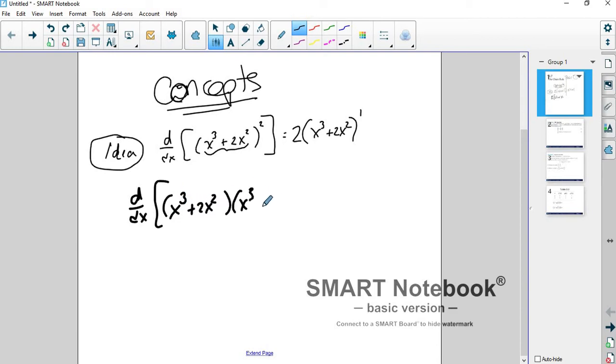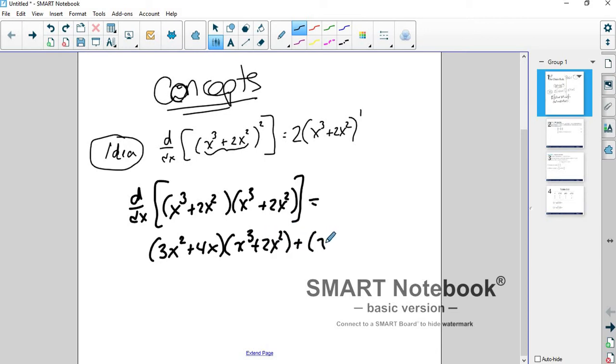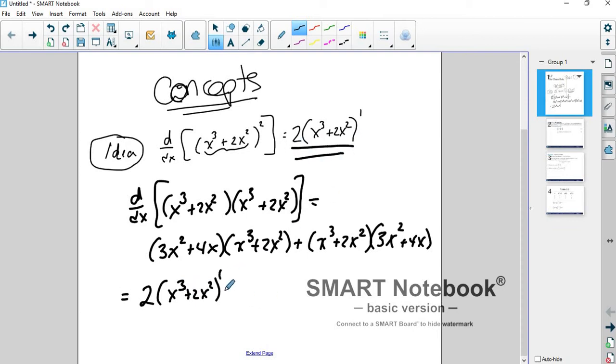And so let's use the product rule on this product and see what we should get. So we have the derivative of the first, 3x squared plus 4x, times the second, x cubed plus 2x squared, plus the first, x cubed plus 2x squared, times the derivative of the second, which is again 3x squared plus 4x. So we have what? We have 2 of these terms, x cubed plus 2x squared to the first. So we did get this part, but then there was extra. There was 3x squared plus 4x. And where is that? What is that? That is the derivative of the inner part of the function.